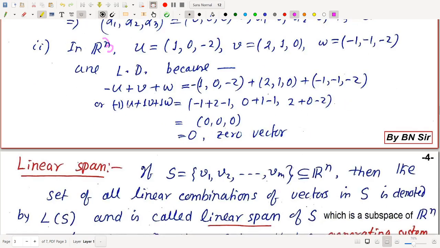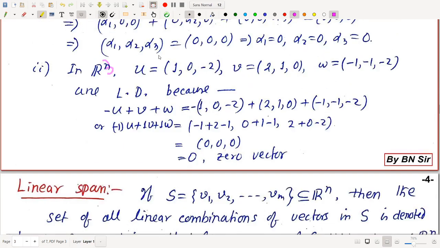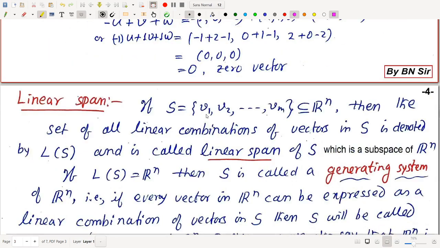If we change sides, then what we shall get? u equal to v plus w, means one vector is expressed as the sum of two other vectors, or one vector is expressed as a linear combination of two other vectors. That's why they are linearly dependent. Like that, for three or more vectors also, in the same way we can say that if one of the vectors is expressible as a linear combination of other vectors, then all these vectors will be linearly dependent.